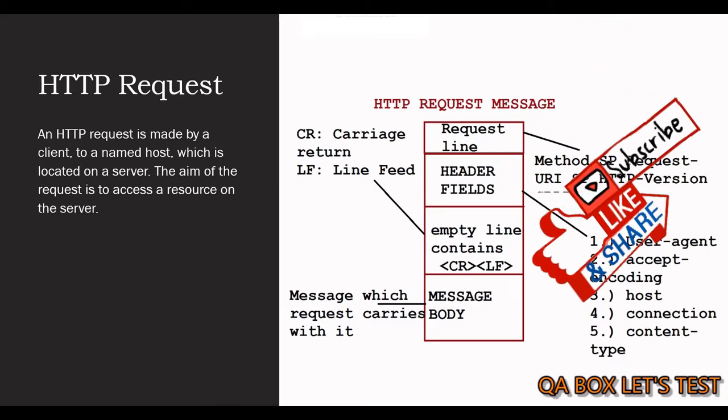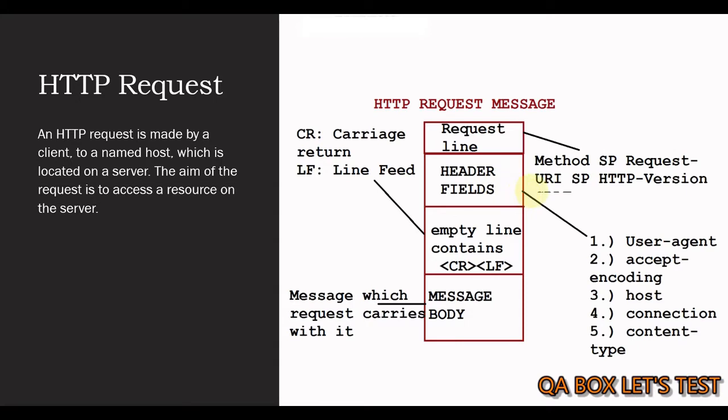Then comes, guys, a series of HTTP headers or header fields. Some common ones are authorization, content type, and accept.